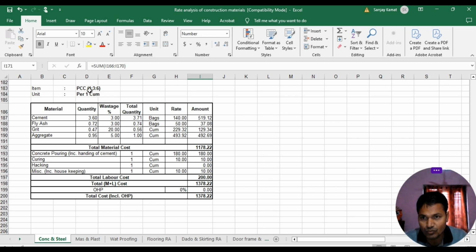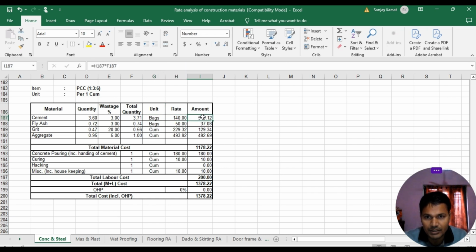Similarly, we are doing the same for PCC 1:3:6, okay, cement, sand, aggregate, where 1 is cement, 3 is sand, and 6 is aggregate. For this we have taken cement, and the value will have no change, okay. For cement, the quantity we have taken is 3.60, and this time the wastage is only 3.3%. The total quantity this time is 3.71. The unit of cement is bag only, and the rate is 140.